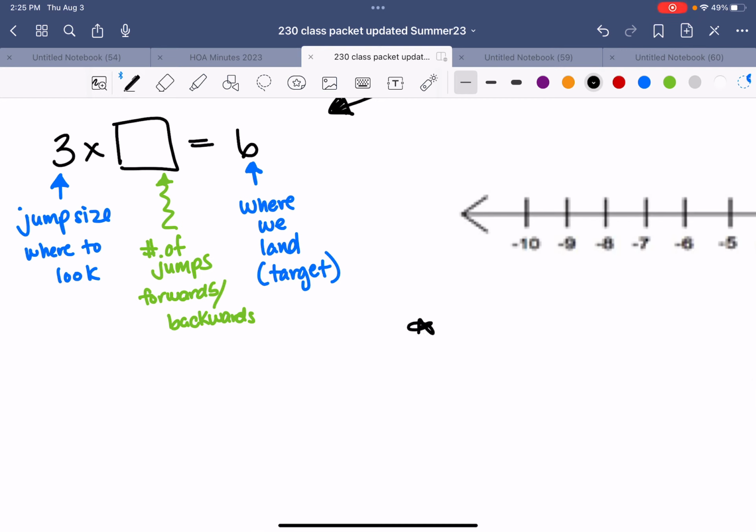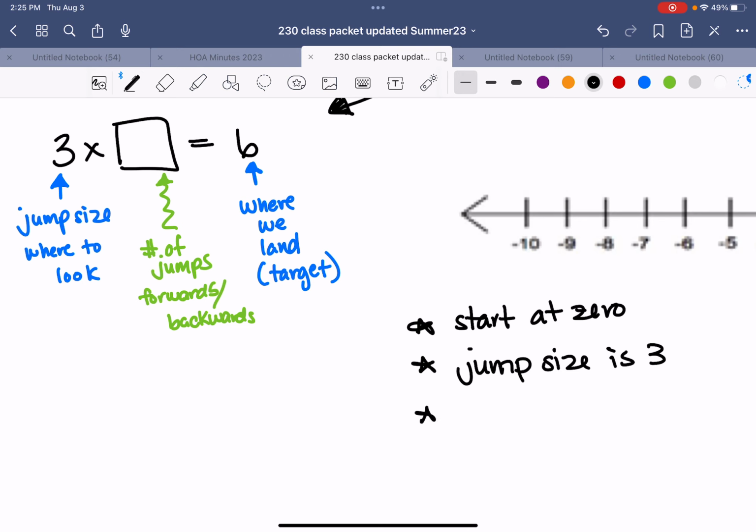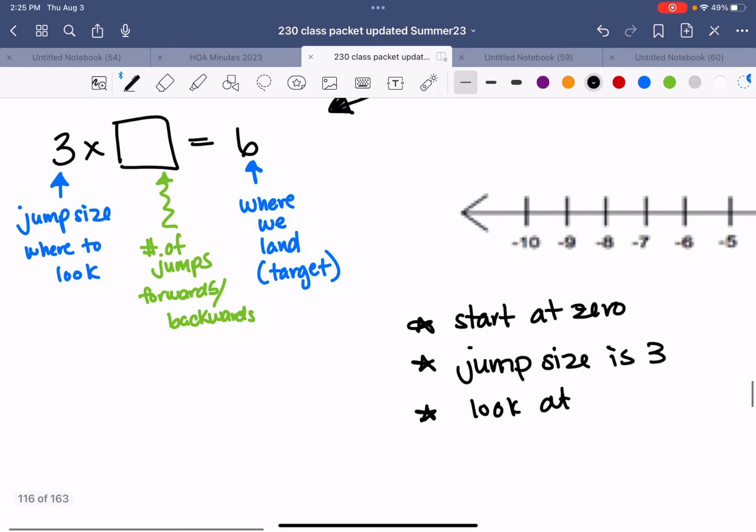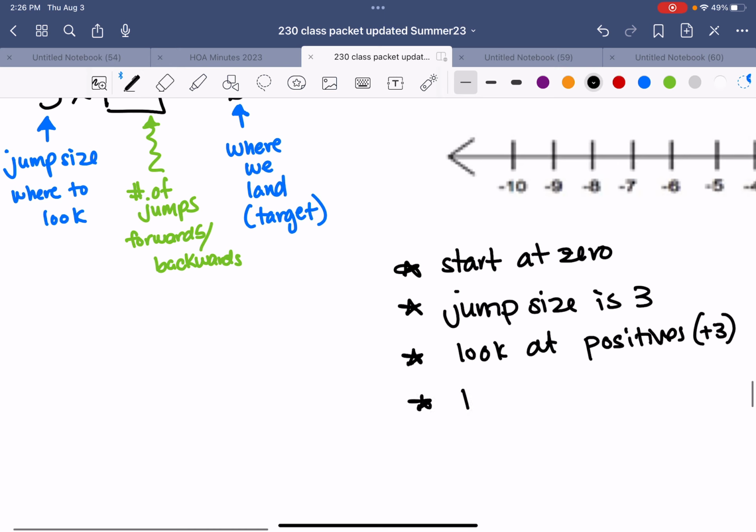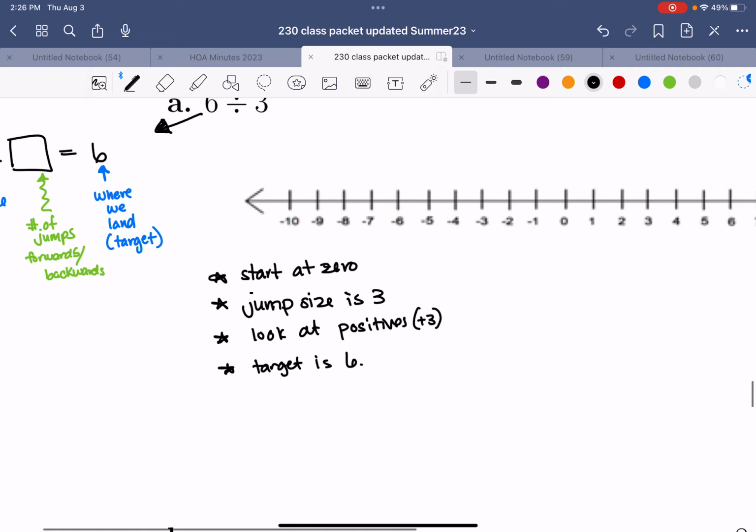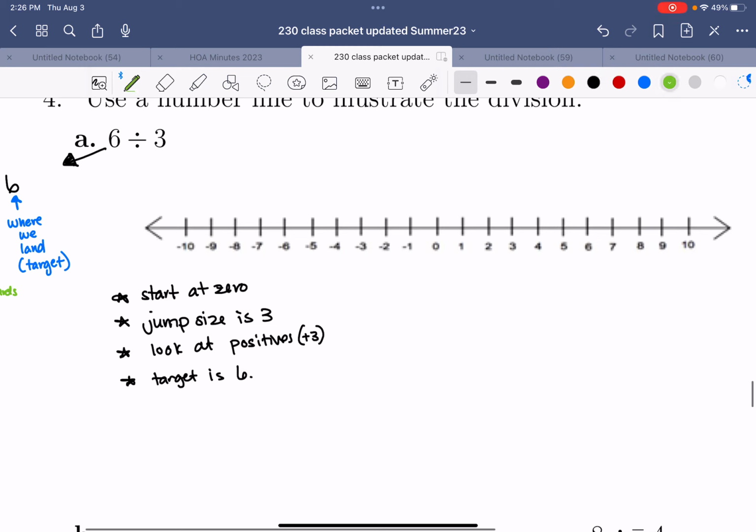So to start ourselves off here, I'm going to start down here. Always for multiplication, we are going to start at 0. And then we know that we have a jump size of 3. We also know we're going to look at wherever that number 3 is, whether it's positive or negative. So the 3 is positive, so I'm going to look at the positives. And that's because of the positive 3. Okay. And my target is positive 6.